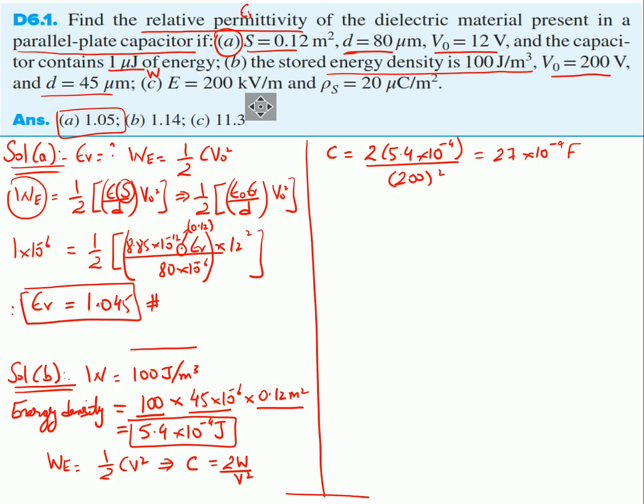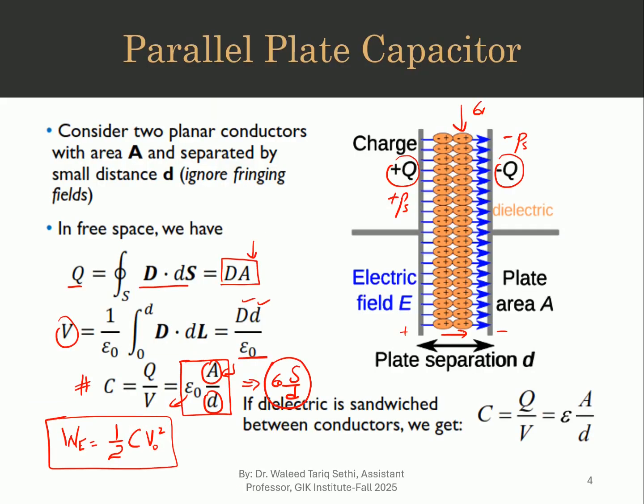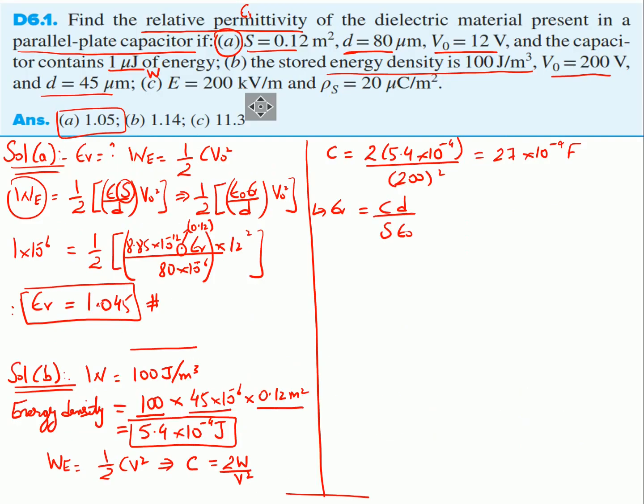Once we have the capacitance value, you can use the parallel plate capacitor's equation to get the permittivity, that basically is epsilon r. So I'm just writing the equation now. Relative permittivity is equal to the capacitance times the separation D divided by the area and the permittivity. Once these values are known, we know C from this value, D is already given to us as 45 micrometer, S is 0.12, and epsilon is the permittivity of free space.